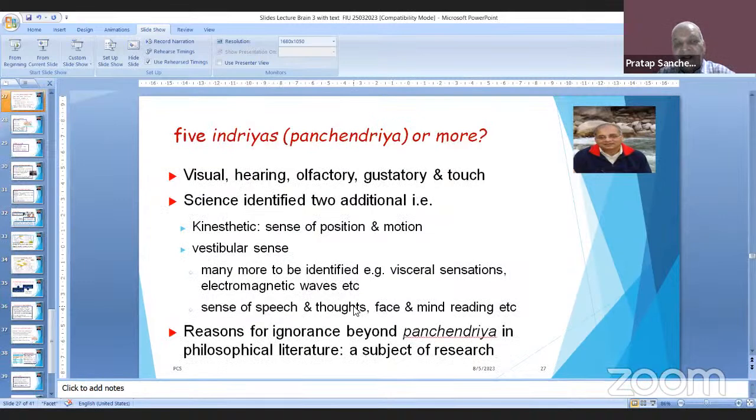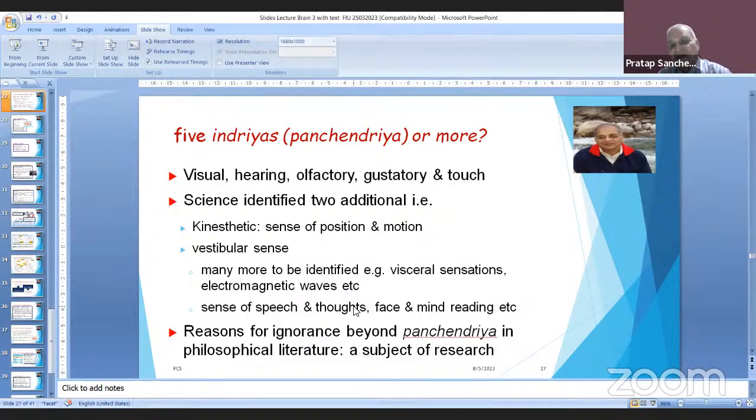Another point, as I told you in the last portion of my lecture: visual, hearing, olfactory, gustatory, and touch. These are the panchendriya described in all philosophical and religious literature. Science has identified two additional. One is kinesthetic, which decides our sense of position and motion. And second is the balance or vestibular sense.